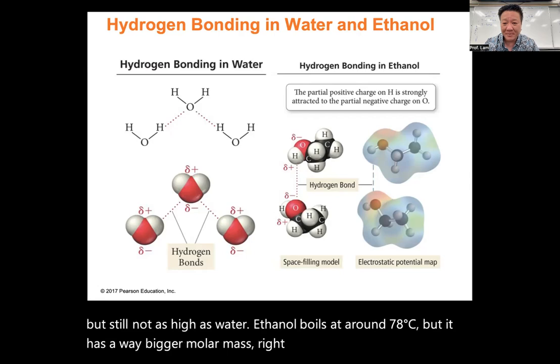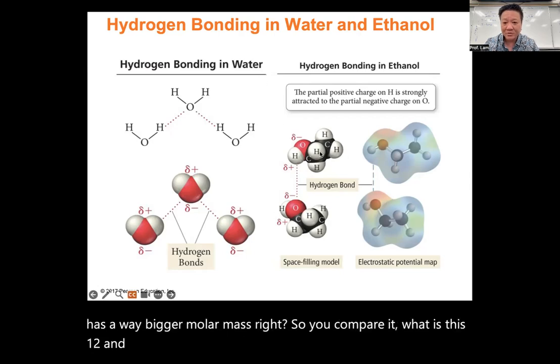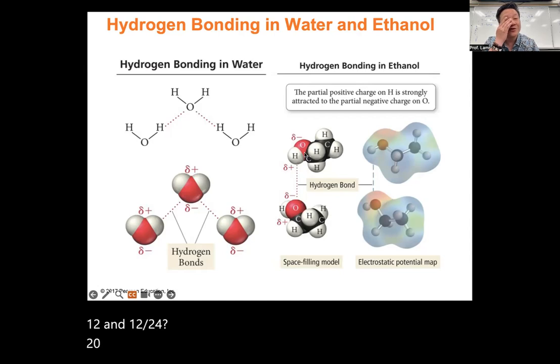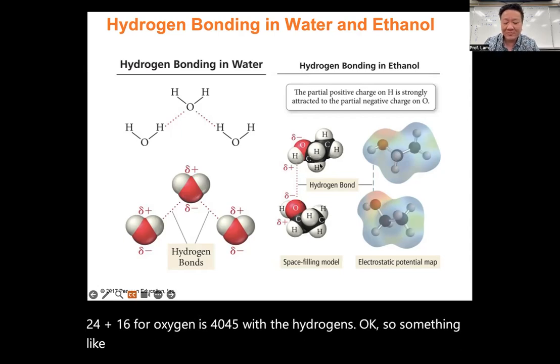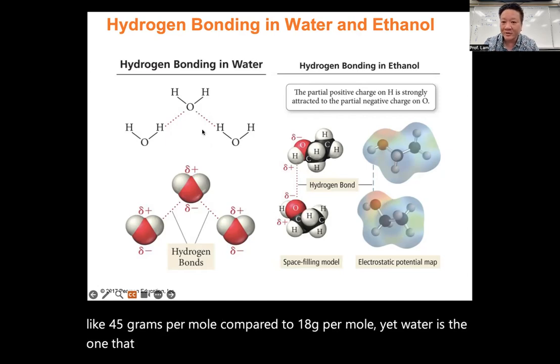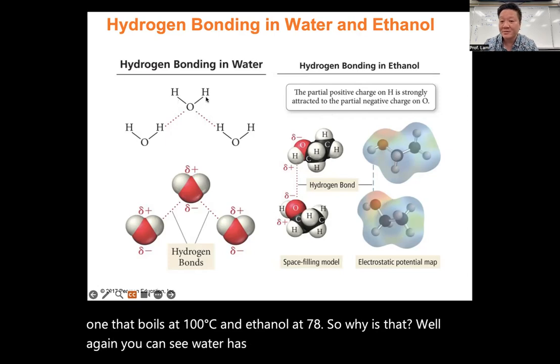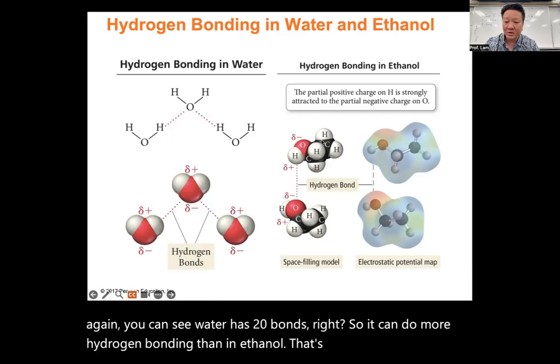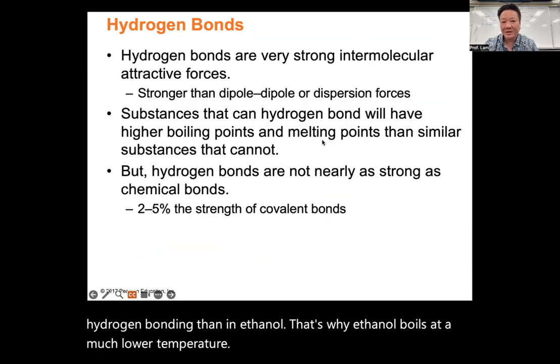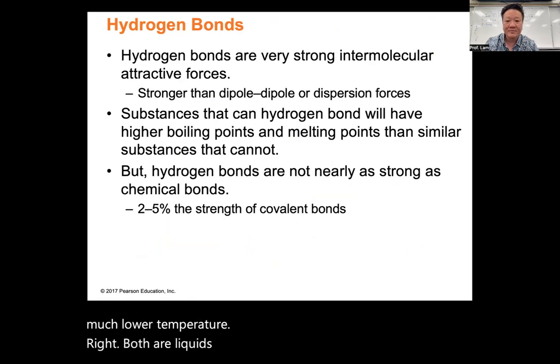If you compare it, what is this? 12 and 12, 24, plus 16 for oxygen is 40, 46 with the hydrogens. So something like 46 grams per mole compared to 18 grams per mole. Yet water is the one that boils at 100 degrees Celsius and ethanol at 78. So why is that? Well, again, water has two OH bonds, so it can do more hydrogen bonding than ethanol. That's why ethanol boils at a much lower temperature. Both are liquids at room temperature.